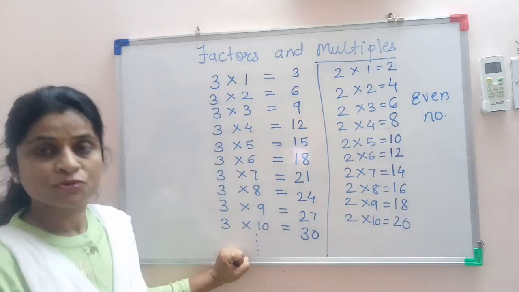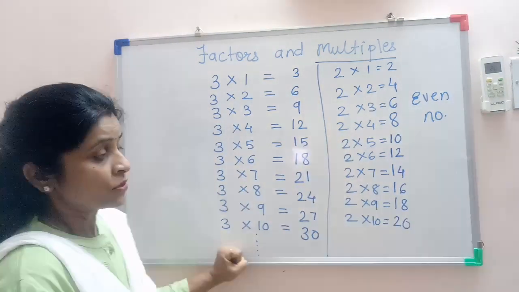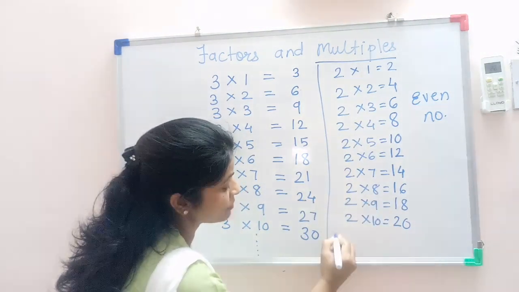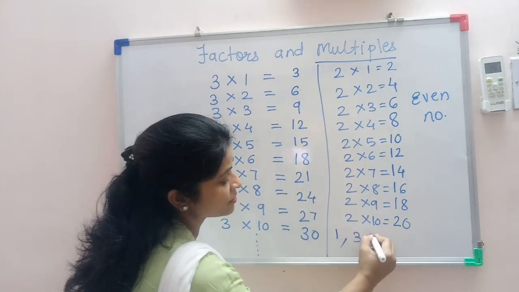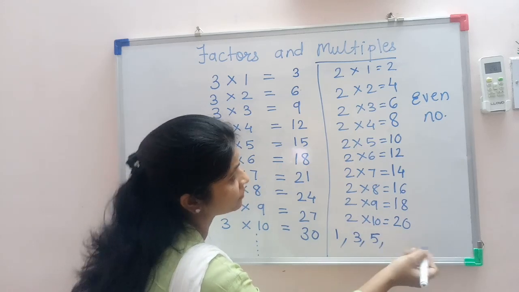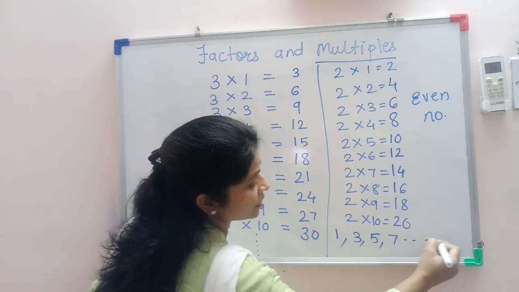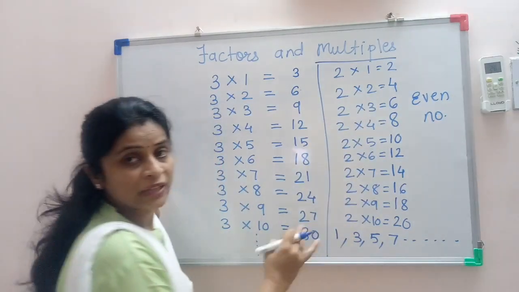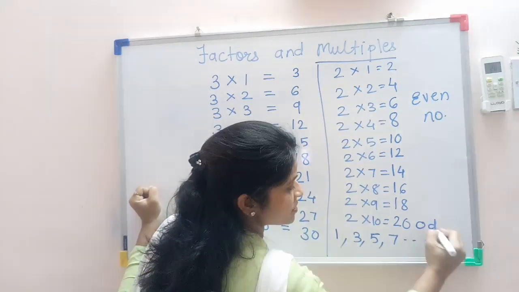All the multiples of 2 are even numbers. So what is not there in the table? 1, 3, 5, 7, 9 and so on. What is not there in the table of 2 are called odd numbers.